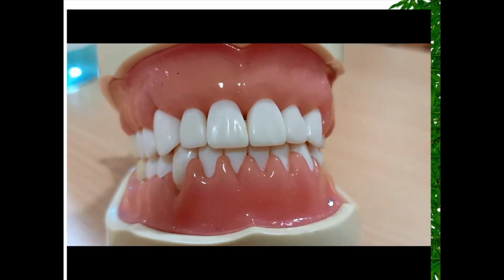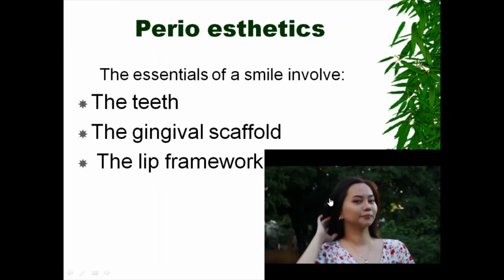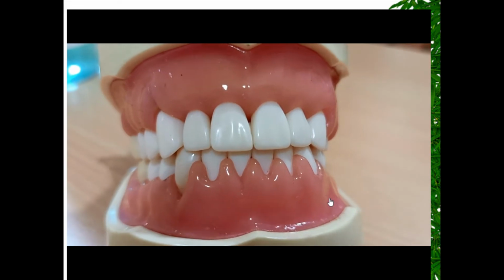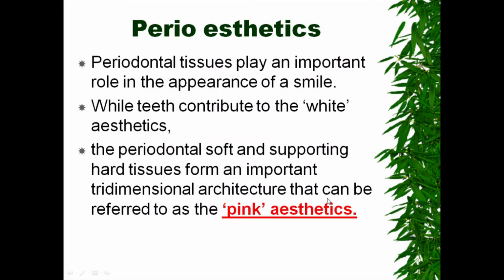So there is proper display of teeth, gingival scaffold and lip framework that make the aesthetic pleasing smile. Periodontal tissues play an important role in the appearance of the smile.